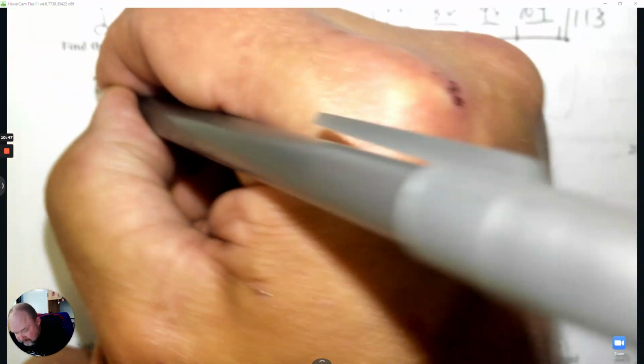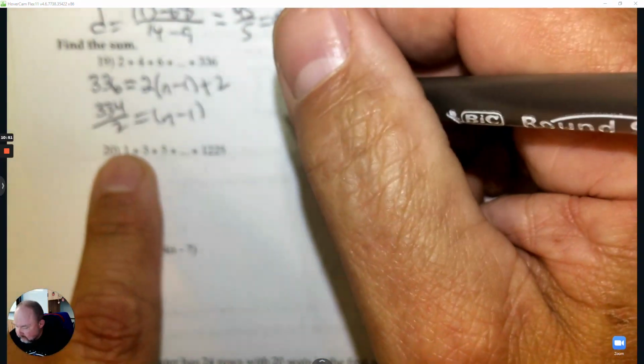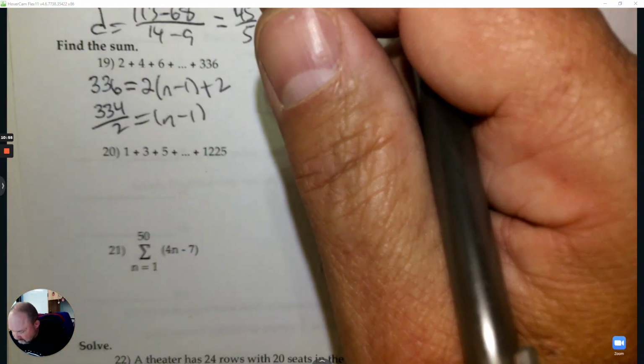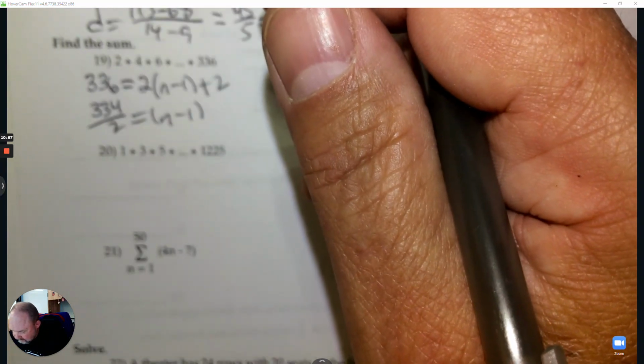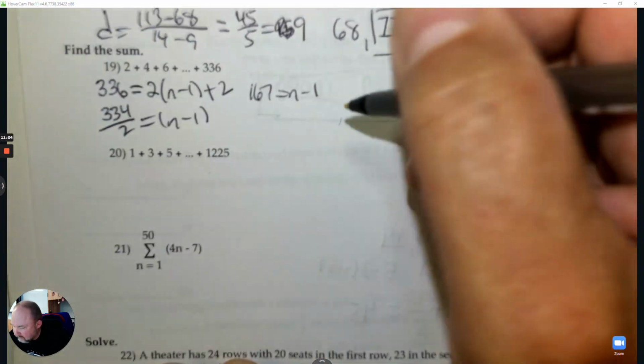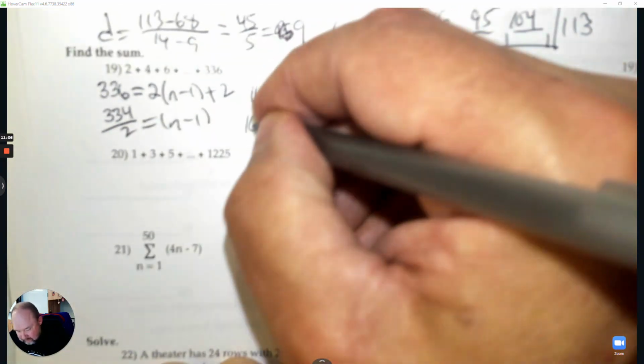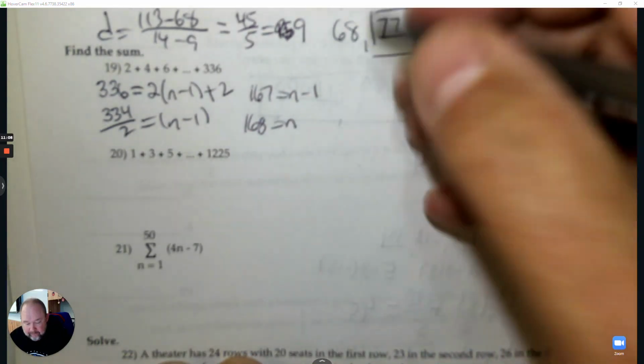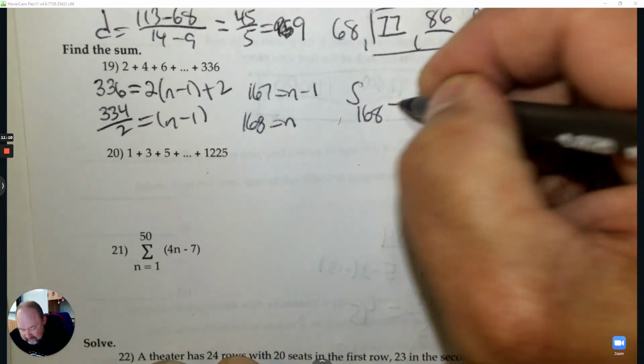So we're going to subtract 2, and then we're going to divide by 2 and then add 1. So 334 divided by 2. That's 167. And then if you add 1, that means we have 168 terms. All right, now I have everything I need. So I'm going to add the first 168 terms.